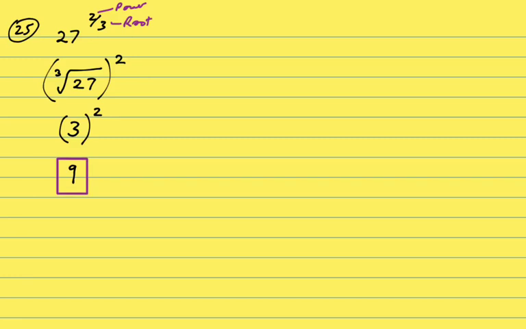After 23, let's try 25. It appears again to be power over root. So I want the third root of 27 to the second power. Again, take the root first. Third root of 27. 3 times 3 is 9, times 3 again is 27. So the third root of 27 is 3, and it's to the second power. The answer for this one should be 9.